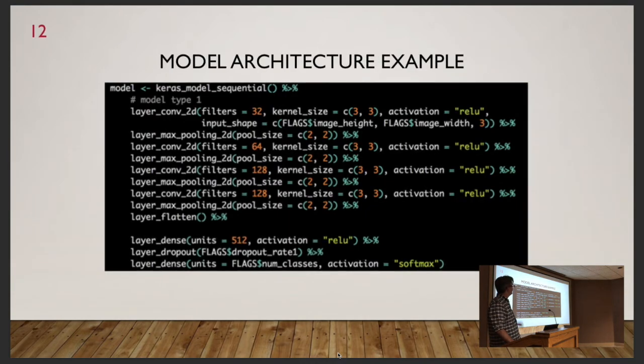So here's an example of what a model architecture might look like using Keras in R. Here we're using a Keras sequential model. I basically did 2 simple models that were based on 2 highly performant models, AlexNet and ResNet, and then did some hyperparameter tuning within those models and benchmarked them to compare.